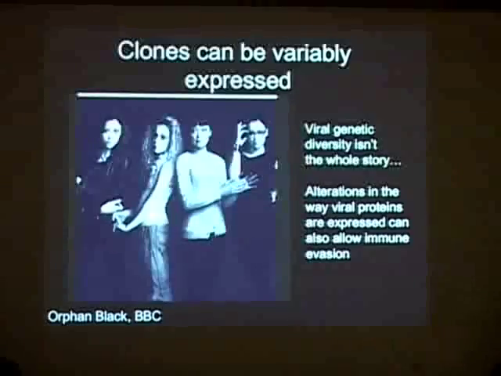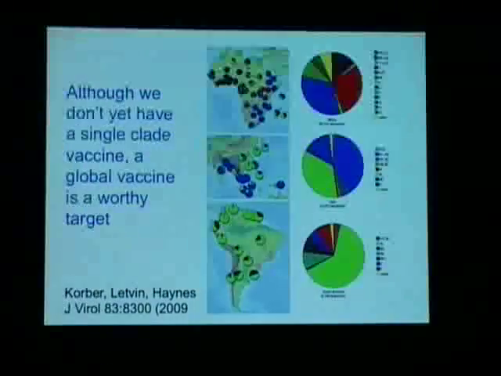So clones can be variably expressed too. So in HIV, you might have a single clone, and that clone, when it gets in a cell and it gets to the surface or it gets put onto a virion, might look different. It might have its sugars added differently. It might change its conformation a little bit. So there's not only the genetic variability, but there's some epigenetic variability. So even the clones can be different.